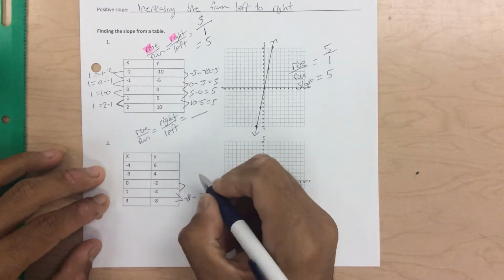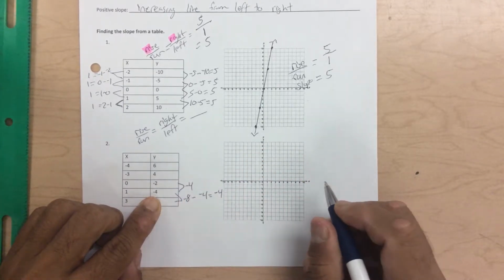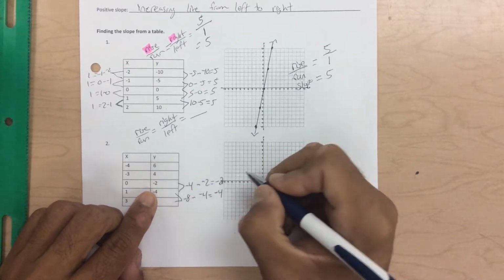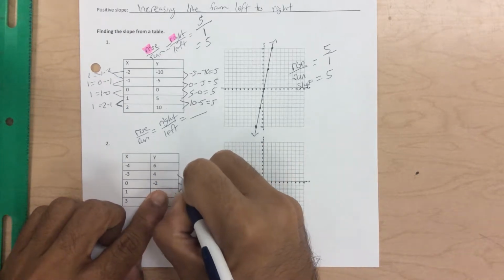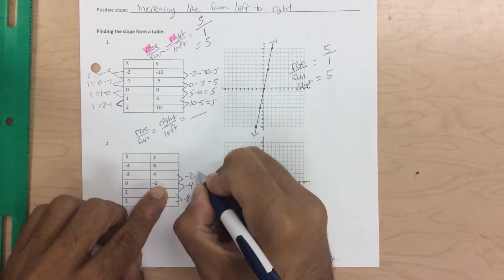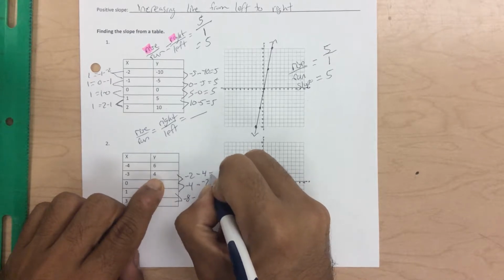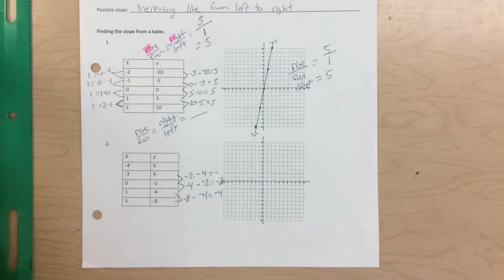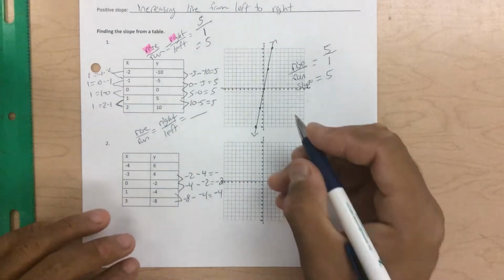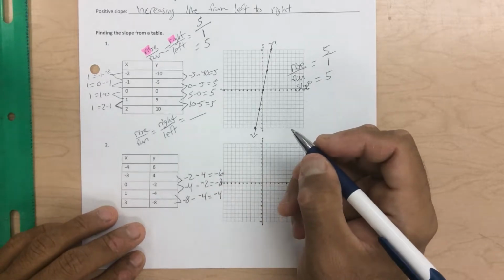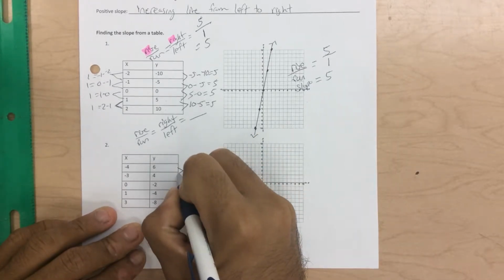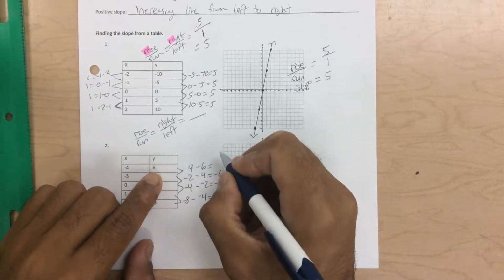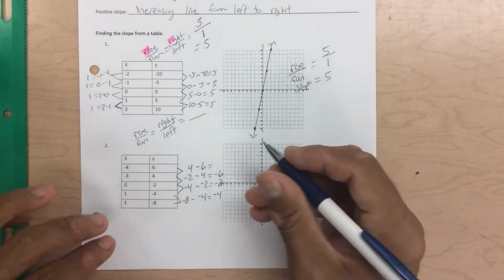Now let's do the next one. -4 minus -2. Your answer should be -2. Next, -2 minus 4 is -6. Now, next number, 4 minus 6 is what? -2.